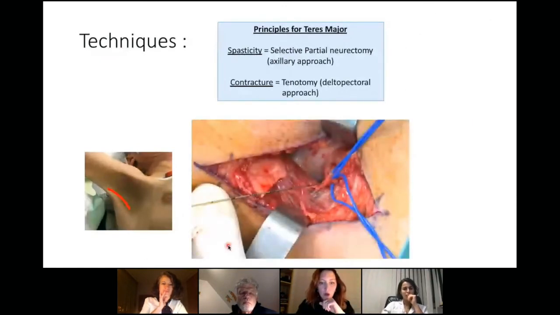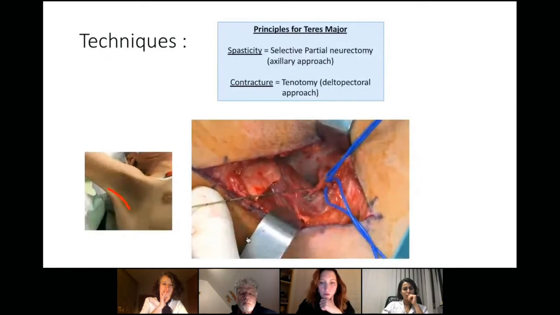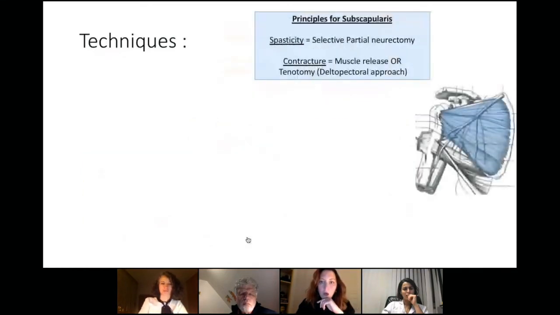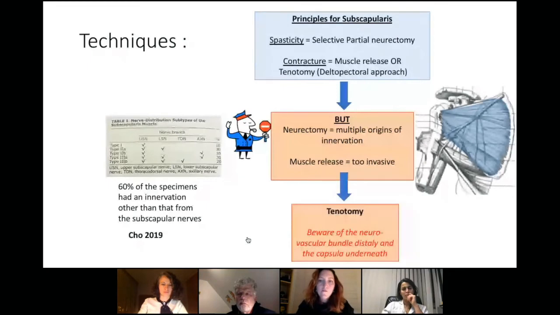Here's a little video of a stimulation of the pedicle of the teres major that you can see on the back. For the subscapularis, it's quite difficult to manage this muscle because it's very deep. Its innervation is very multiple, so we don't perform a neurectomy because we won't be efficient enough. The proximal medial muscle release is too invasive in adult surgery. So we prefer a tenotomy in case of a severe contracture.